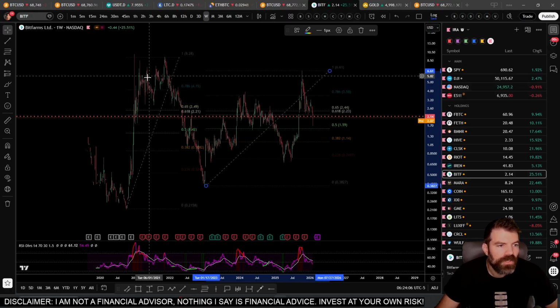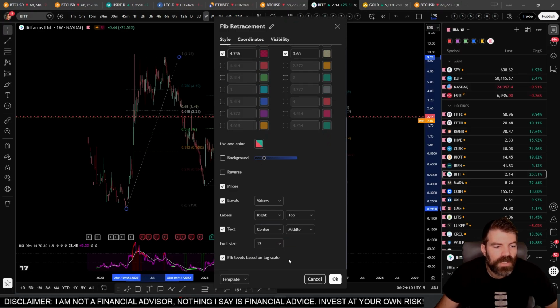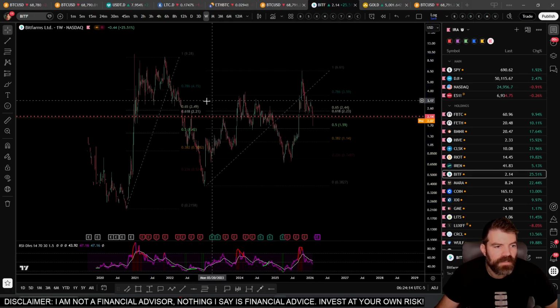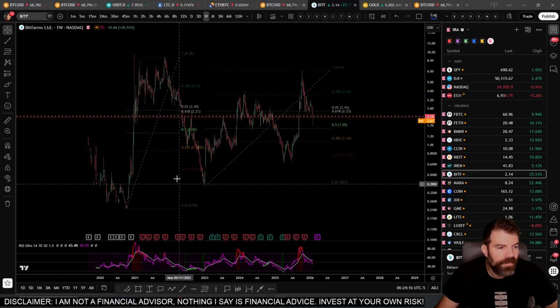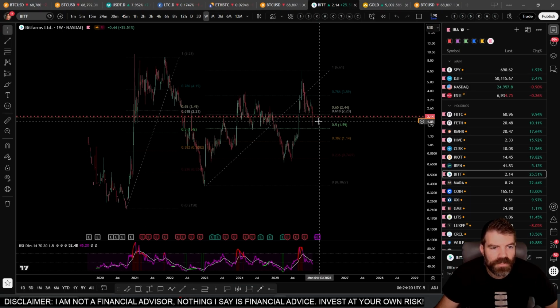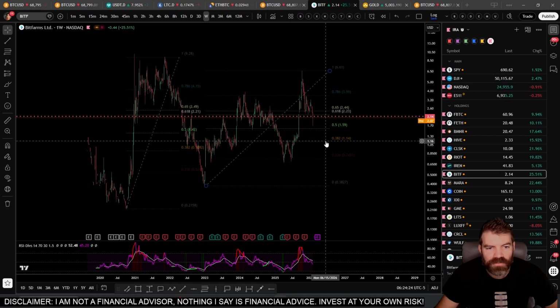One thing you have to do when you do fib is check that you are on log scale. Okay, we are. So we're on log scale. And then again, here we got all the way back down past the 0.236. And then this one, maybe we'll come back down to, instead of the 0.236, maybe to the 0.382, which would mean maybe we could get a price of like $1.14 or something for Bitfarms.